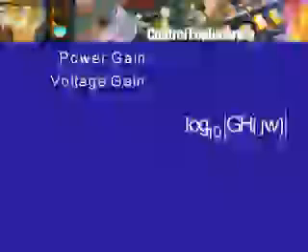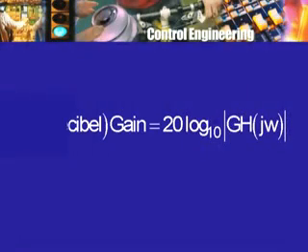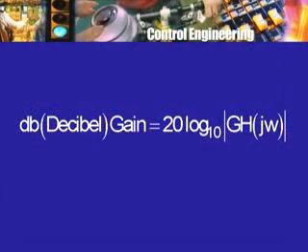So remember, the base used here is 10. I am not writing ln, I am writing log to the base 10 of modulus, and that also is scaled by multiplying it by the number 20. So we have 20 log to the base 10 of mod G H j omega, and this is referred to as the dB gain. This is taken as a unit, although there is really nothing like a unit, because a gain is simply a ratio, but this is referred to as dB gain. That is, a number calculated like this is said to be the gain in decibels.